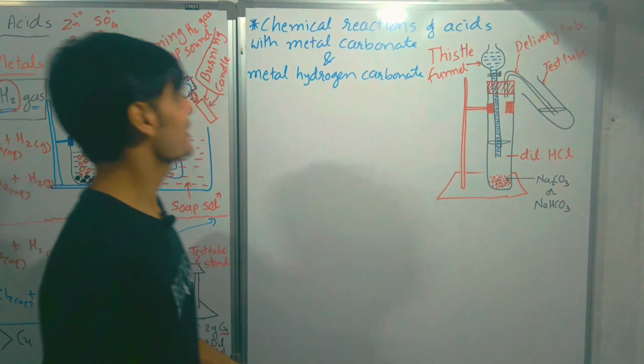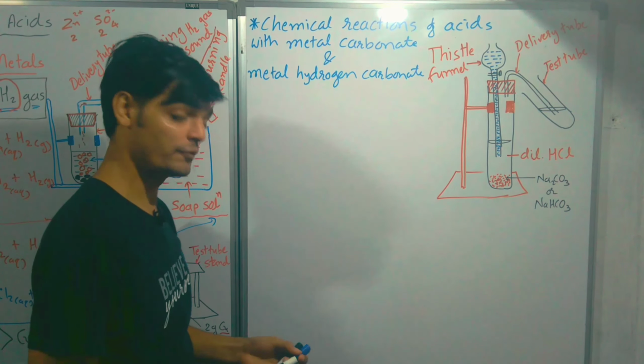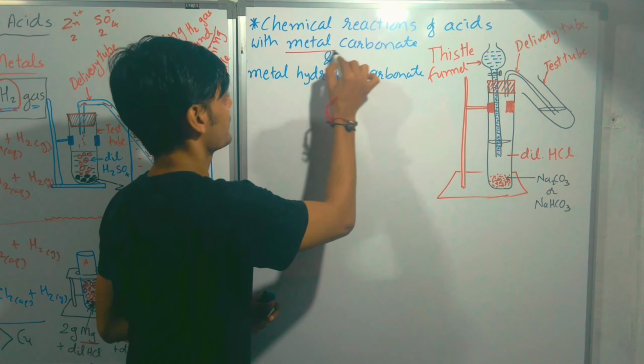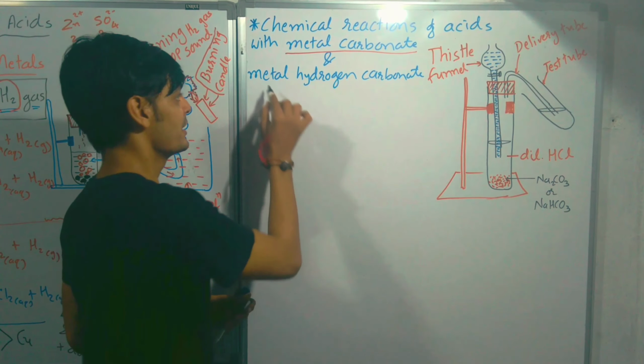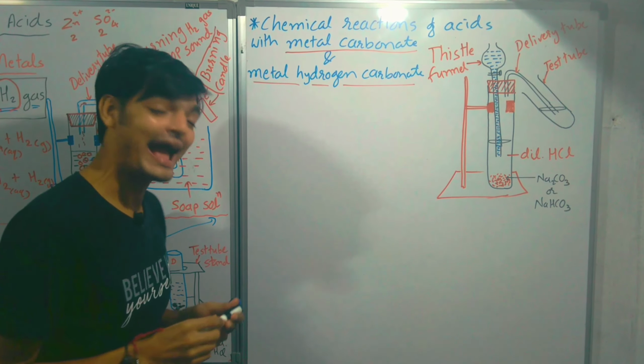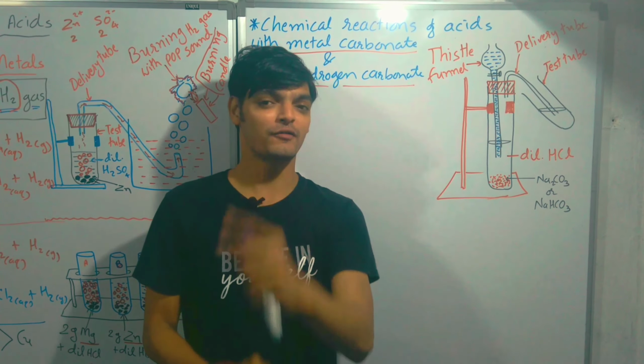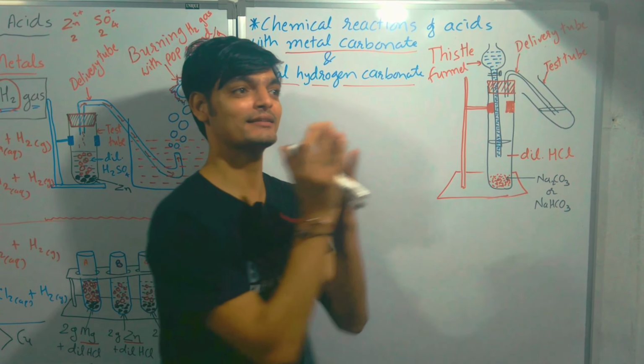Now today we are going to discuss the chemical reactions of acid with which compounds? Very important: metal carbonate and metal hydrogen carbonate. So how do acids react with metal carbonate and metal hydrogen carbonate? First of all, you should know what a metal carbonate is.